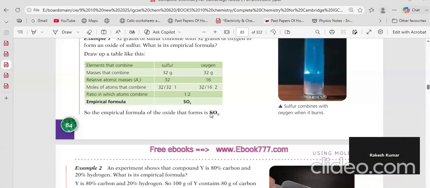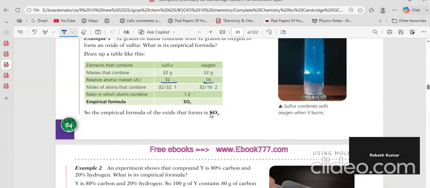Whenever masses are given, that really doesn't help me with finding the empirical formula, the simplest formula. Why? Because the masses don't react according to grams. They react according to electrons. Things react according to electrons. So the point is, electrons are more related to the moles.